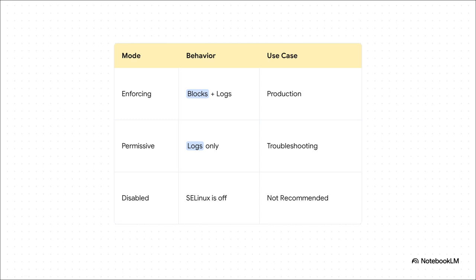Then you have permissive mode. This is going to be your best friend for troubleshooting, I promise. It doesn't actually block anything, but, and this is the key, it logs every single thing it would have blocked. It's like a security guard that follows a suspect around, taking notes on everything they do wrong, but doesn't actually tackle them. And finally, there's disabled, which, yeah, we just don't do that. It completely turns off this amazing security layer.